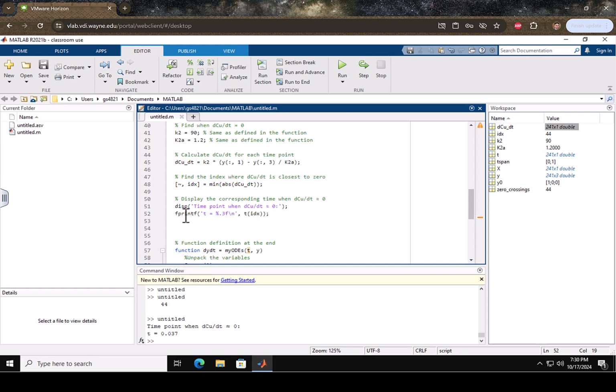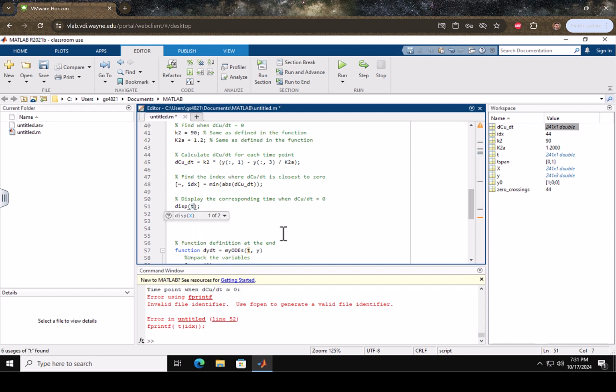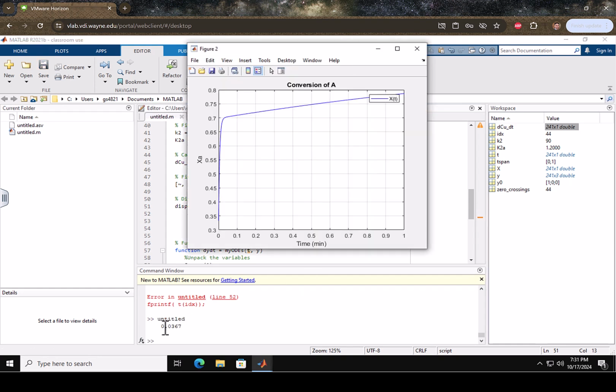So all this is to say that you can really cut it down and make it much simpler if you want to. You don't care about all that, you can just say display the index of the t value that was stored. You see that you get this value right here, same value.